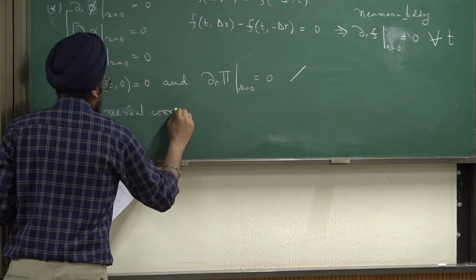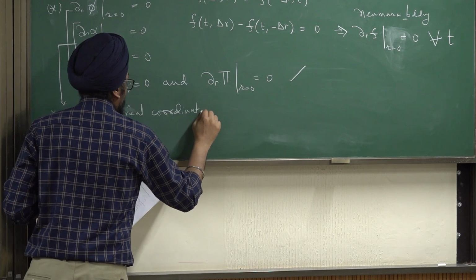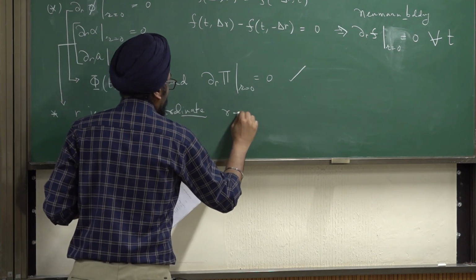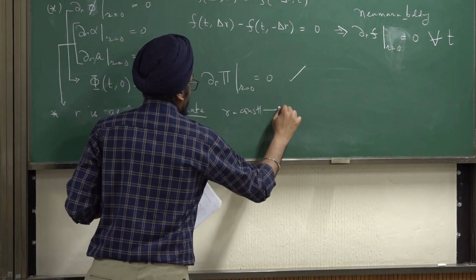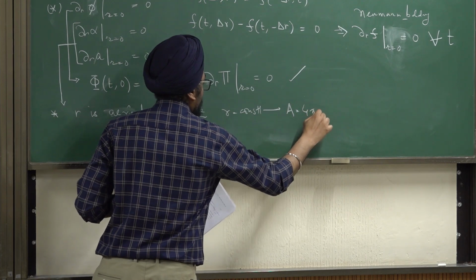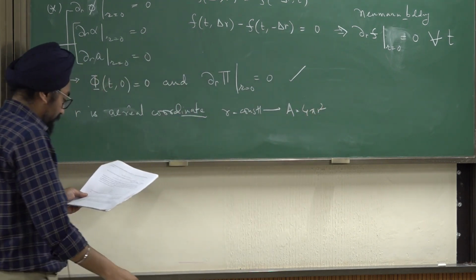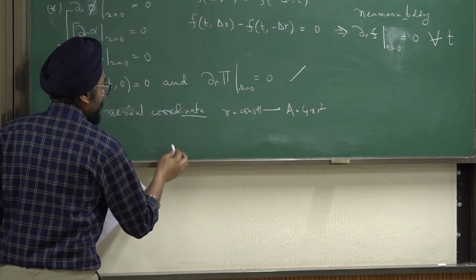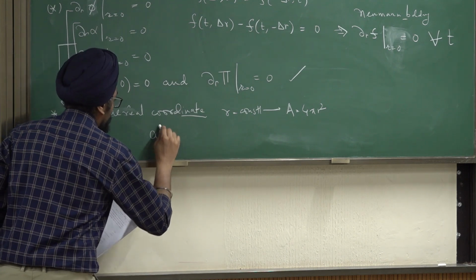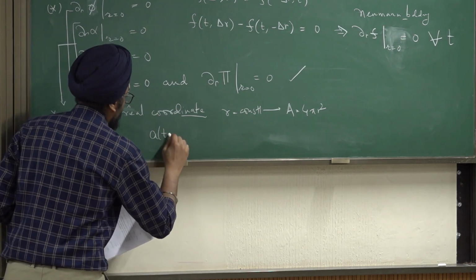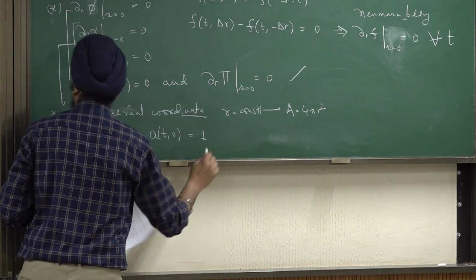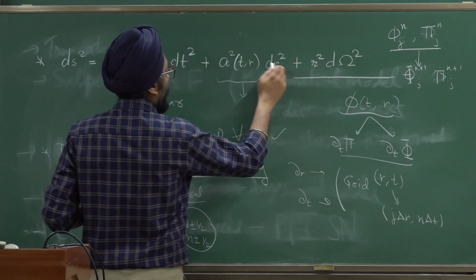For example, I told you that r is a radial or areal coordinate, that is, the r equal to constant surface has area 4 pi r square. So one way you could achieve this is that you take a at t comma 0 to be 1, because then in this metric, at r equal to 0, this would be 1, and you will have that.